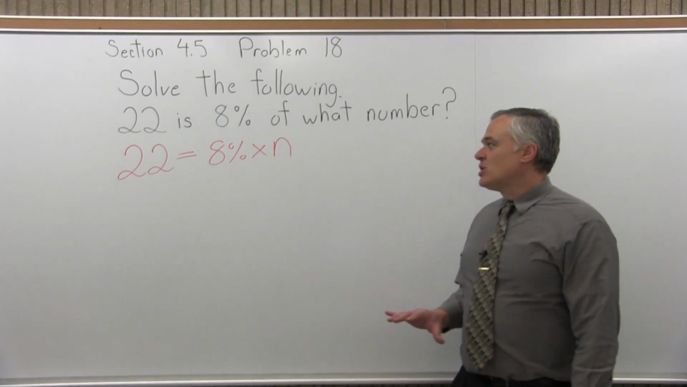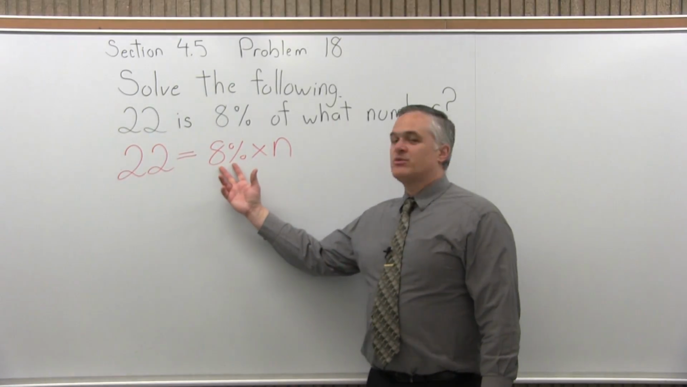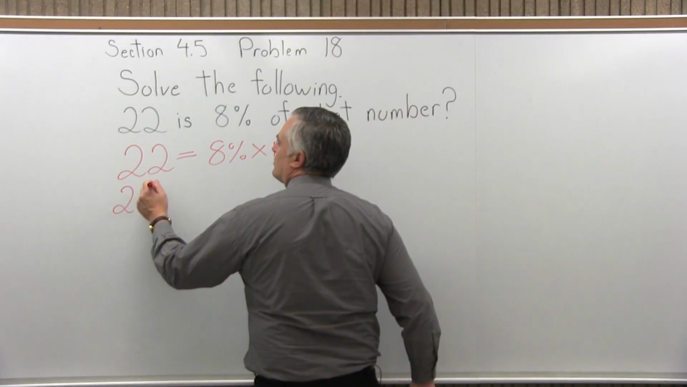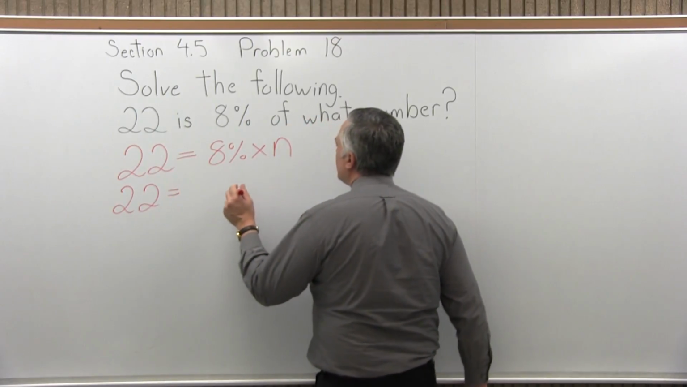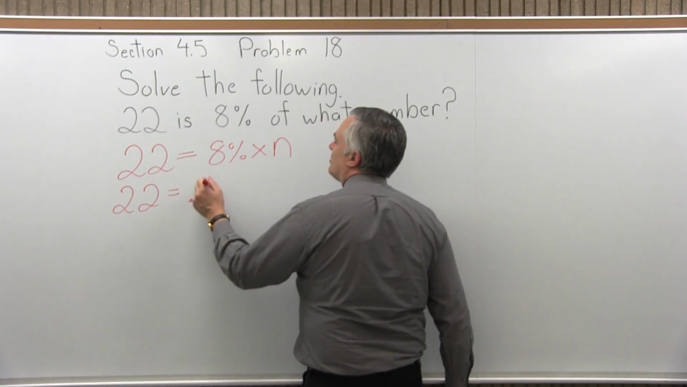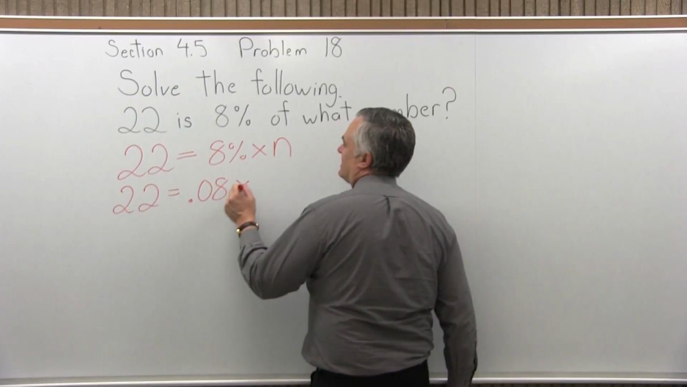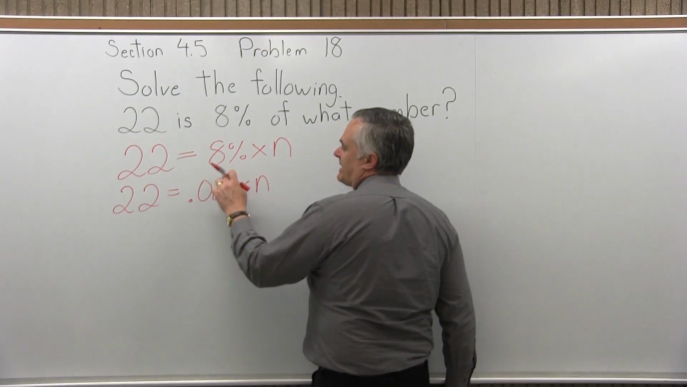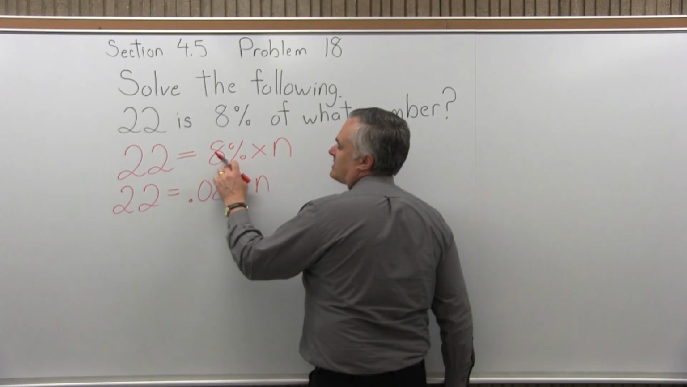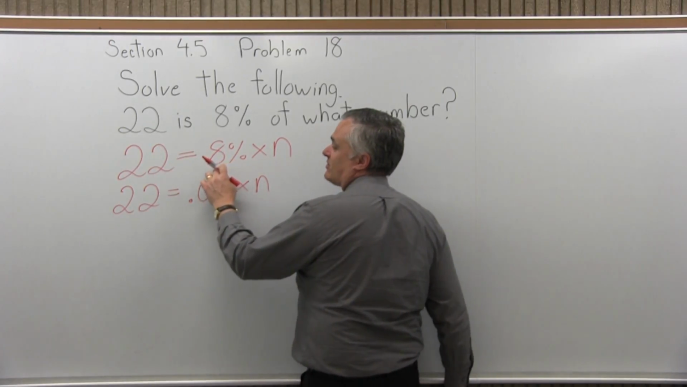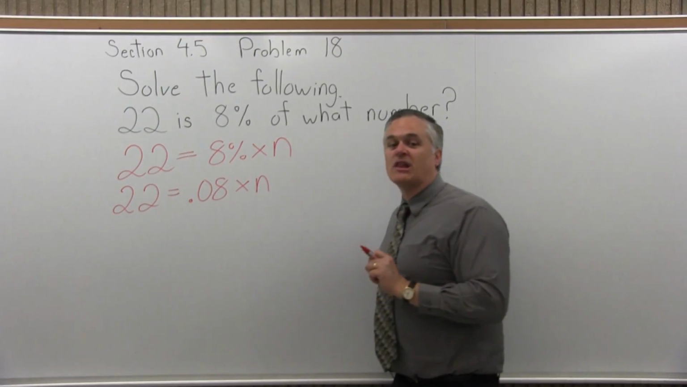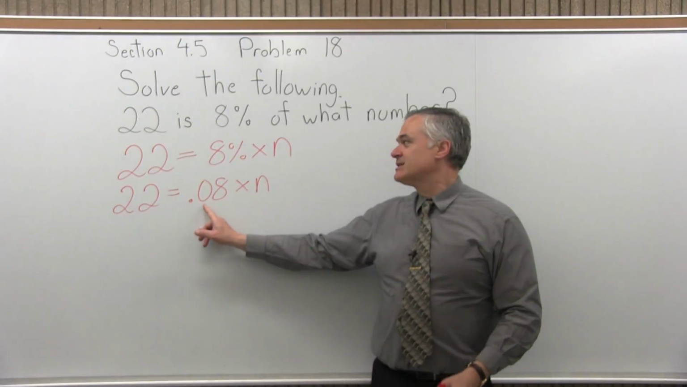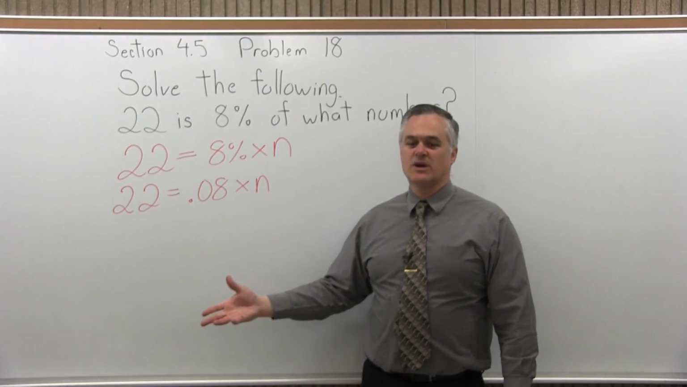Now, if we actually want to solve this, I would prefer to write the 8% in its decimal equivalent. So I will make this 22 equals, not 0.8, be careful, it's 0.08 times n. In its percent form, to make it a decimal, you take the decimal point, which is assumed to be after the 8, and move it 2 positions to the left. When you do that, you create a blank spot which you fill in with a 0. The decimal equivalent of 8% is 0.08.